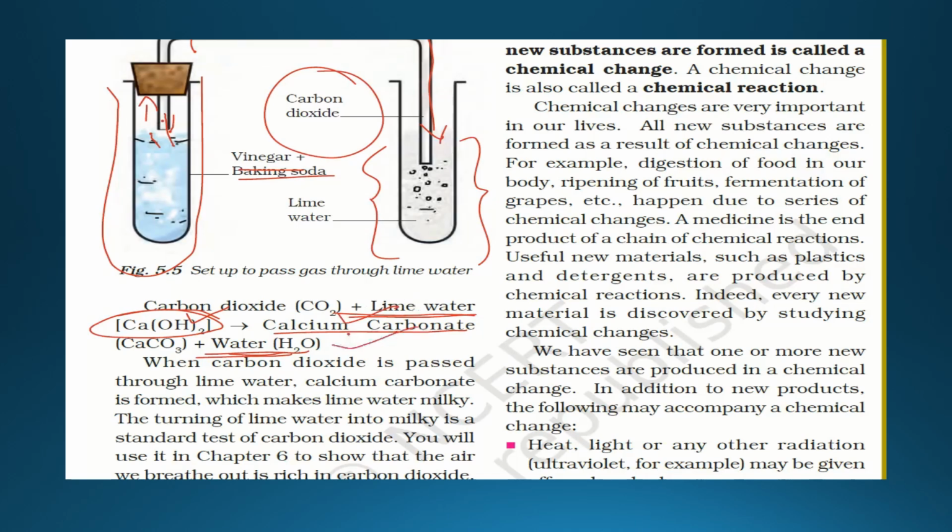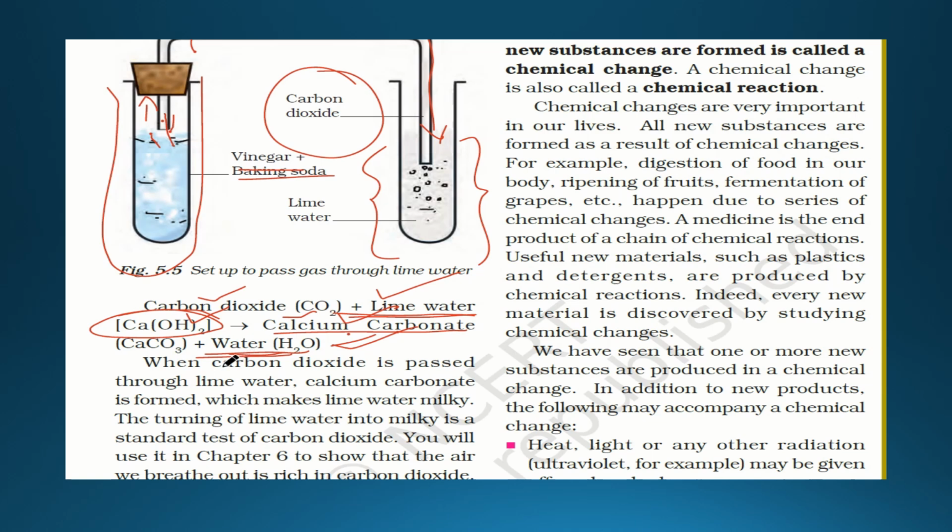So you just need to remember or memorize these equations a bit. No need of any balanced equation, you just need to know which substances are reacting and what new substances are formed. So carbon dioxide is reacting with lime water, in other words calcium hydroxide, which in turn is giving calcium carbonate and water.